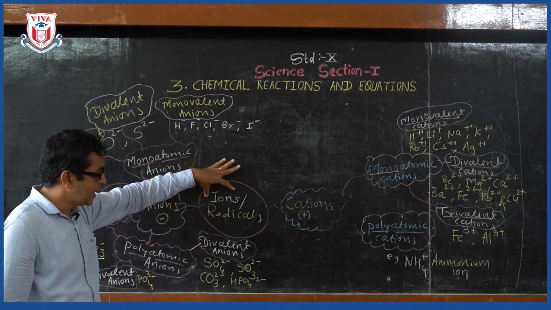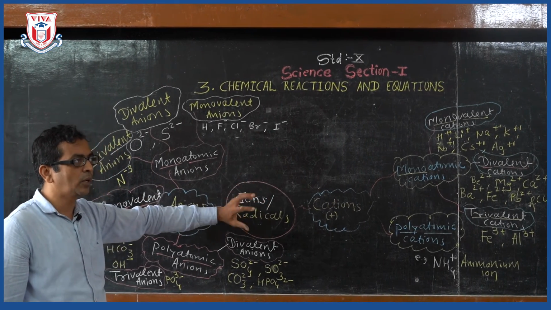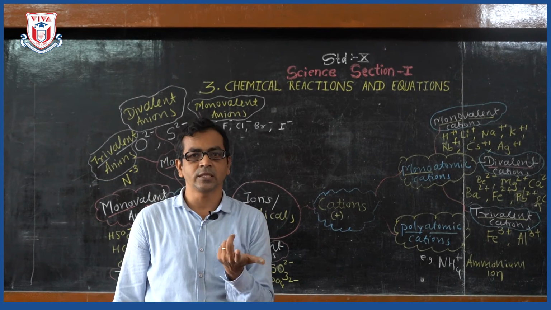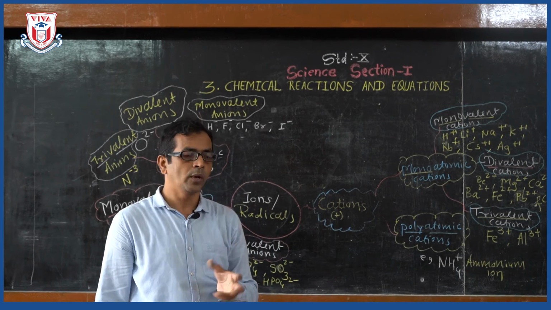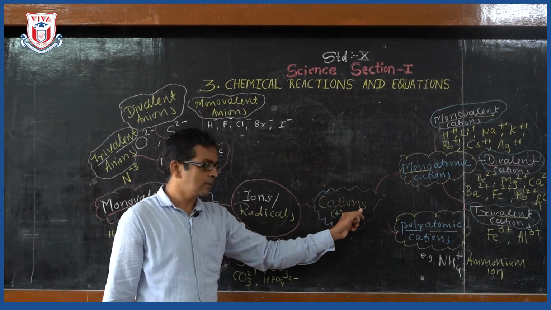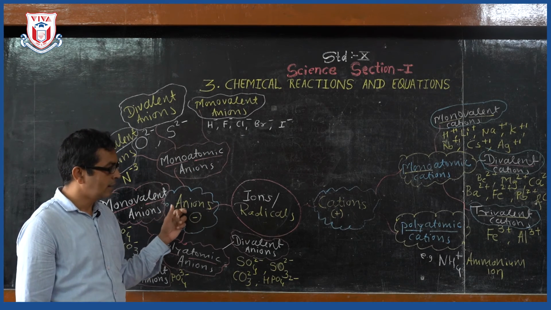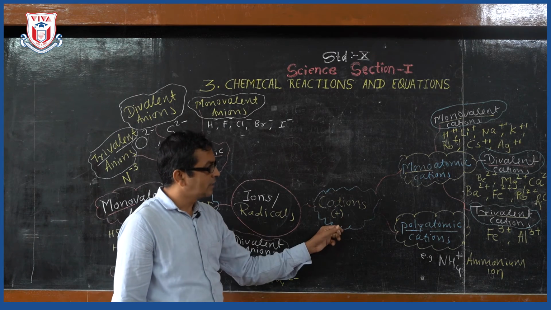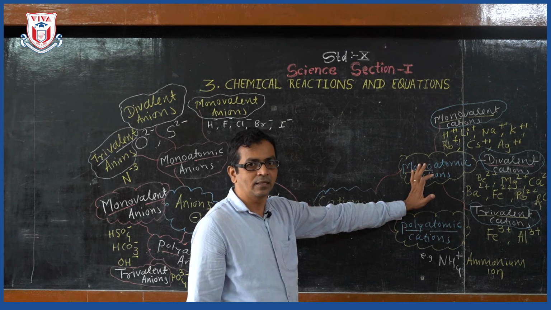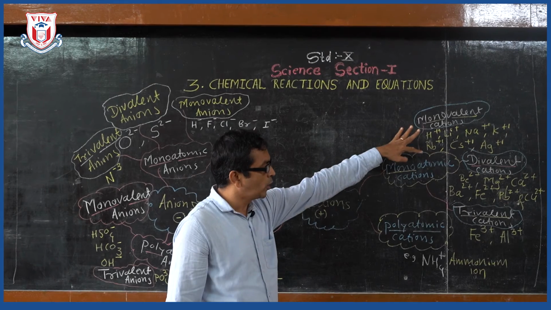These ions are also called radicals. Ions are nothing but chemical pieces, or you can say the atom which is having a charge, either positive or negative. If it carries a positive charge, that is called cations, and if it's carrying a negative charge, then it is called anions. These cations, depending upon the number of atoms present in a cation, are classified into 2 categories. Number 1 is monoatomic cations.